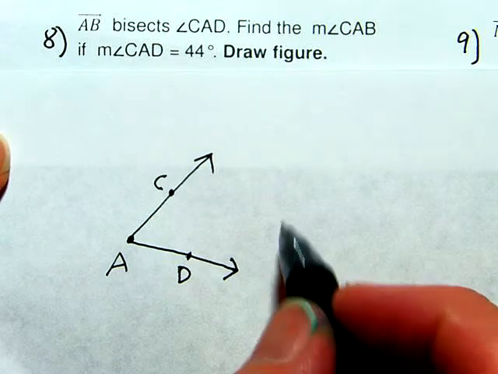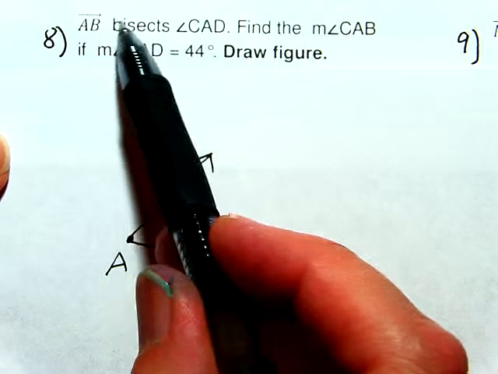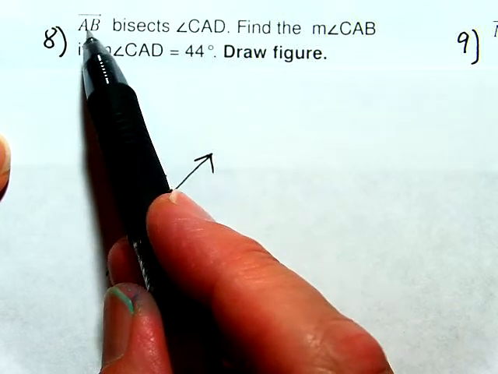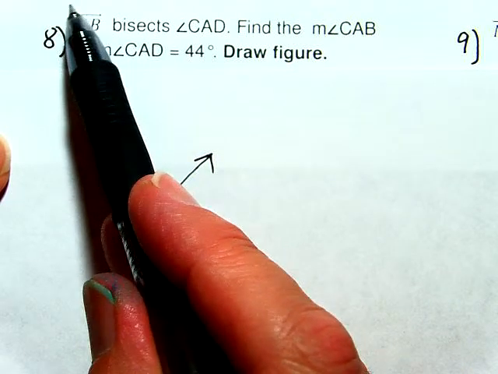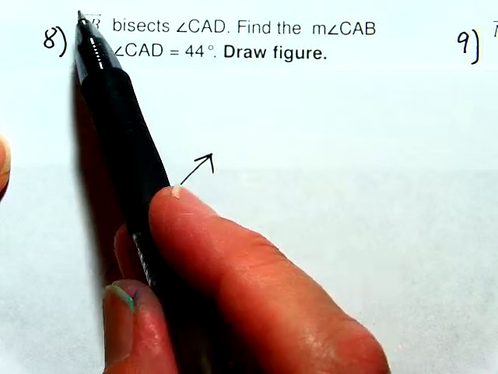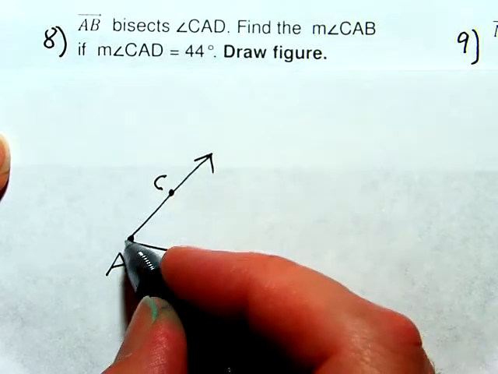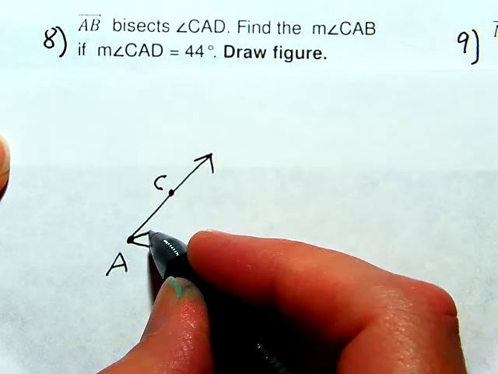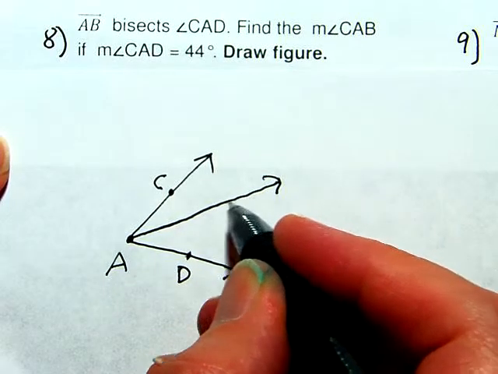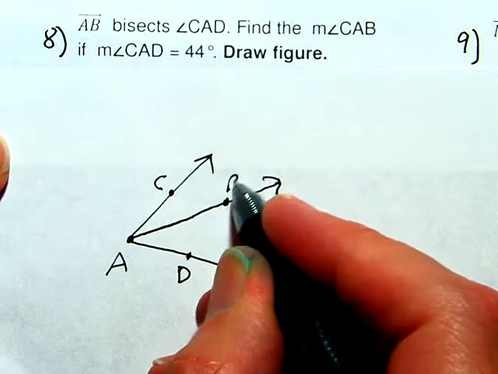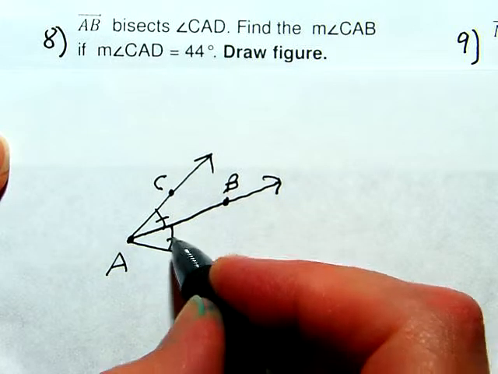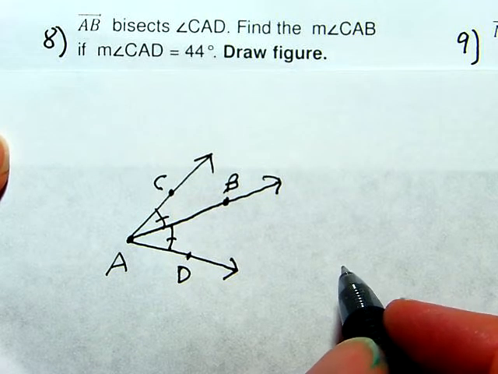Okay? Now, ray AB bisects this angle CAD. So ray AB, which is the end point of the ray? It's always the first letter. It's always the point that has the label of the first letter. So A is the end point. And then let's try to draw a nice bisector here. B is a point on this ray. And then we've got this angle equal to this angle. Okay, so we've drawn our picture.